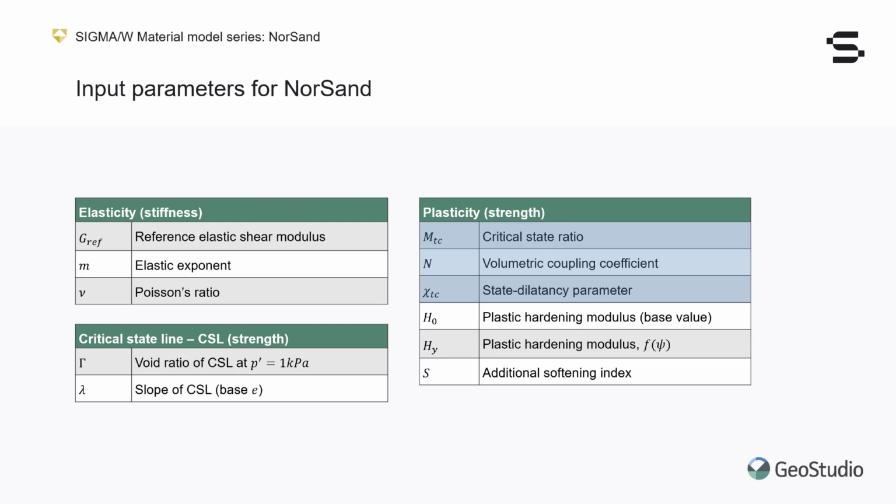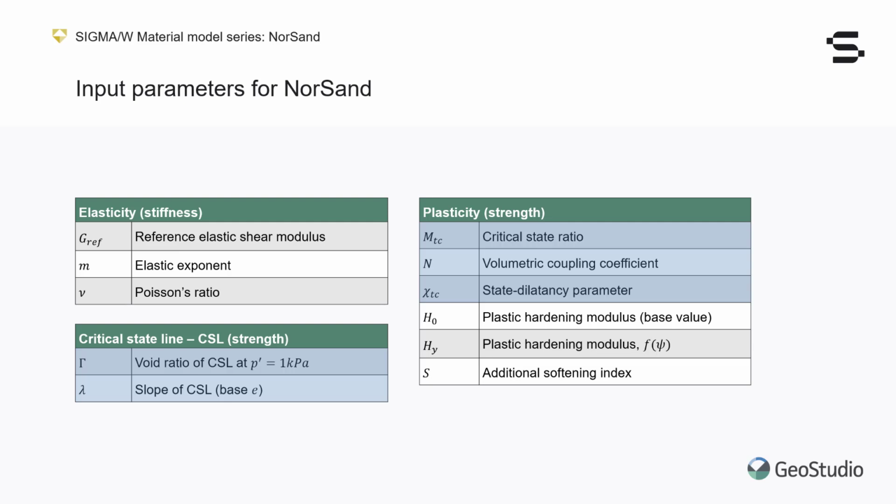This is in addition to the critical state line parameters, which are also calibrated using triaxial test results. The calibration of these 5 parameters can easily be done using an Excel spreadsheet and doesn't involve any numerical simulations, as we will see later on.